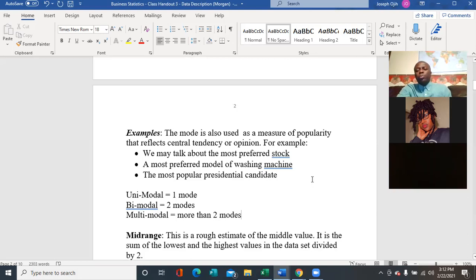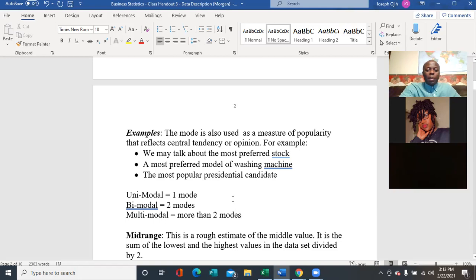How about this? We can say the most preferred model of washing machine. That is the mode. So if I forgot the names of washing machines, okay, the most preferred cell phone, I would say Apple. Am I right or wrong? Right. Yeah, because among the smartphones, Apple is very popular.